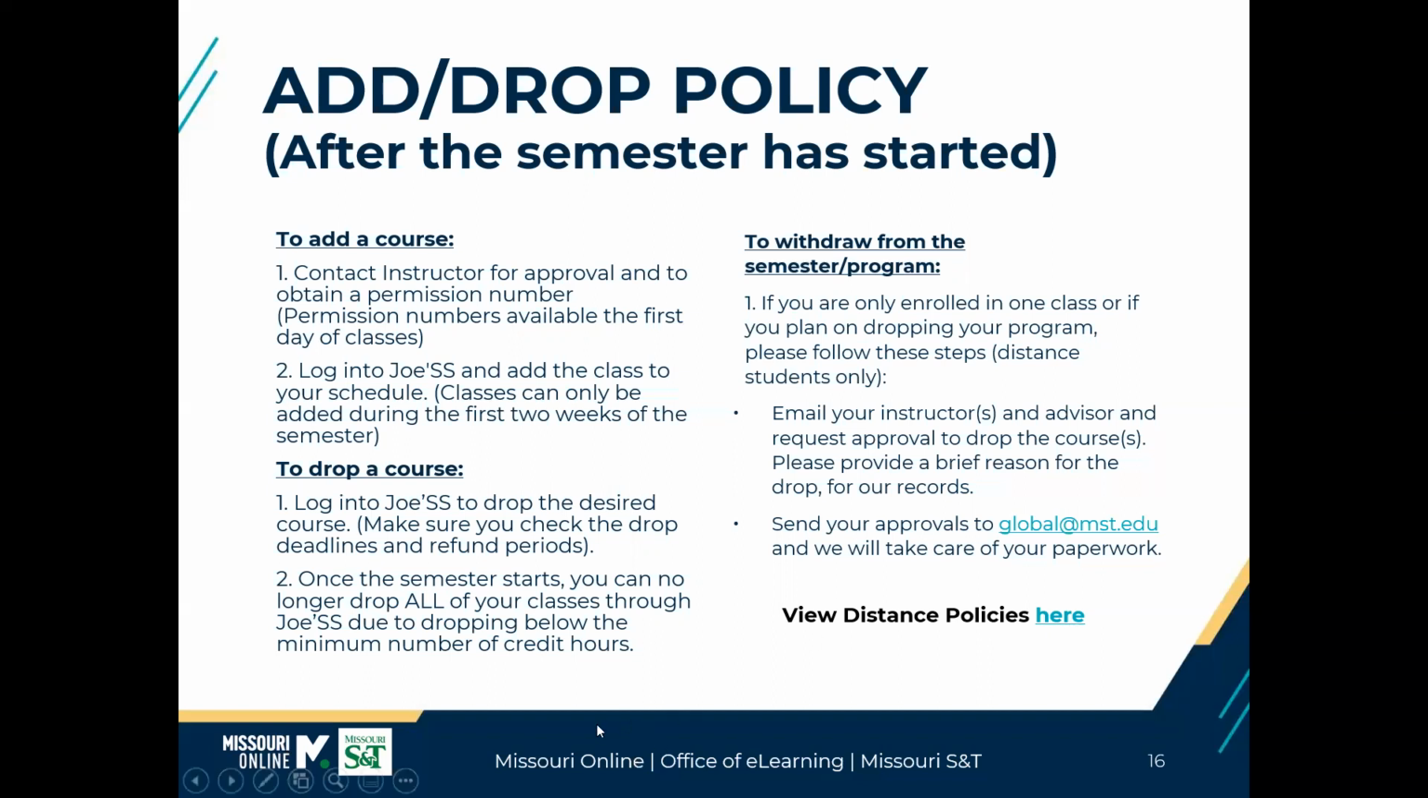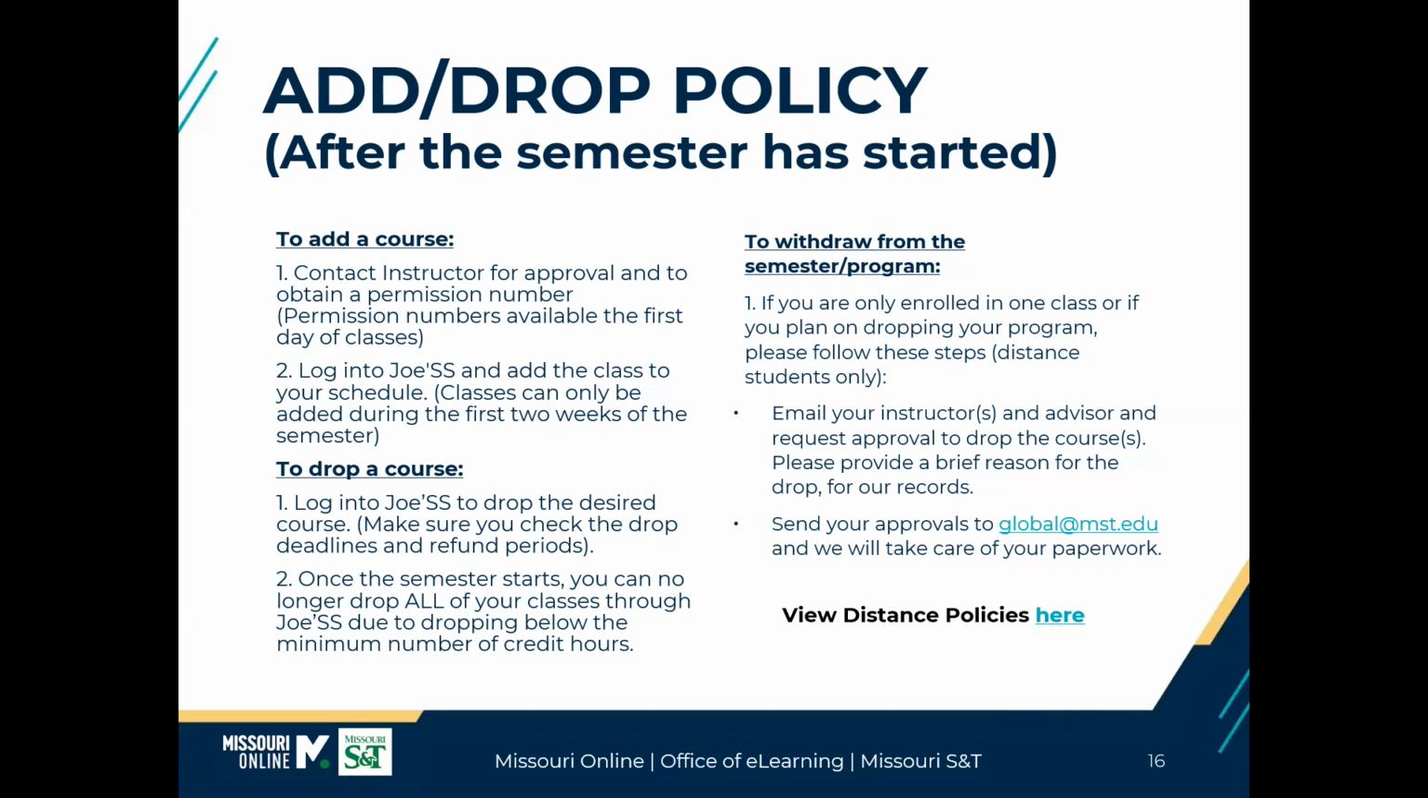So once the semester starts, you can't drop all of your classes through JOES because of dropping below the minimum number of credit hours. So that means, say if you have 2 classes and you just need to drop one, you can do it through JOES. If you want to drop both classes, or if you only have one class, then you will need to come over here and look at the directions on withdrawing from the semester or program.